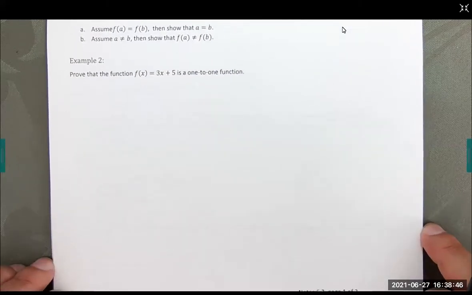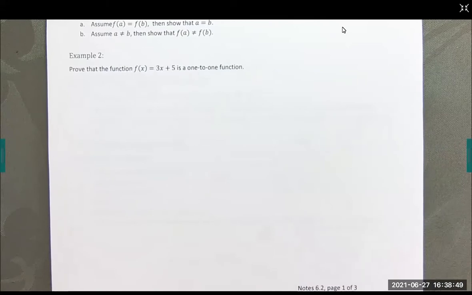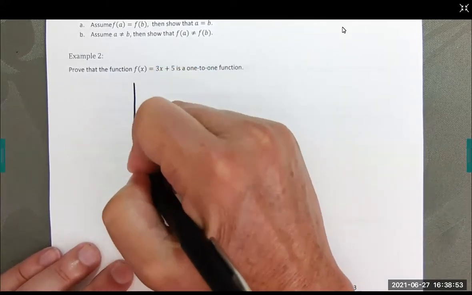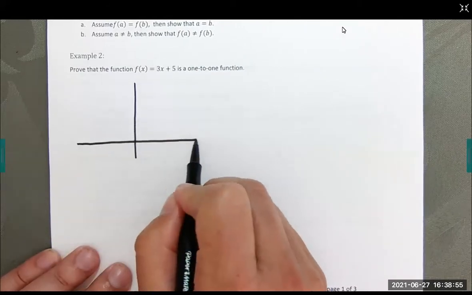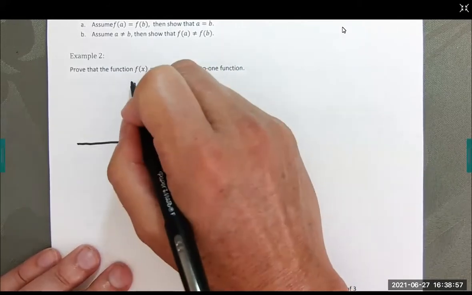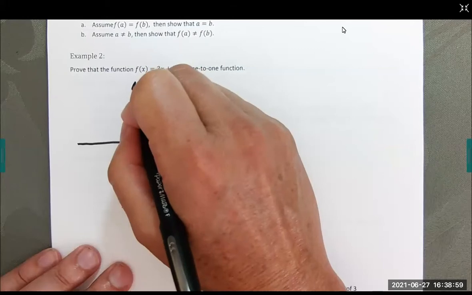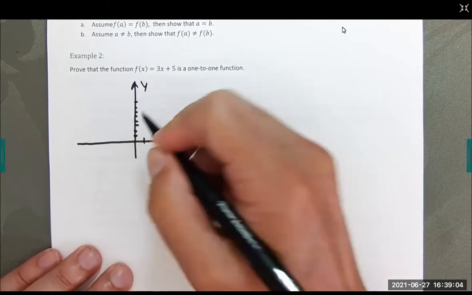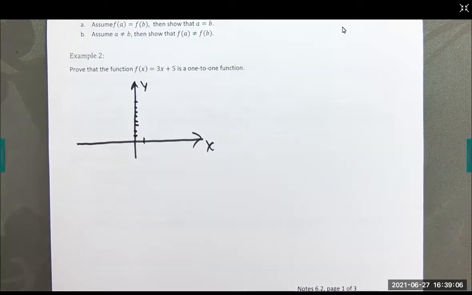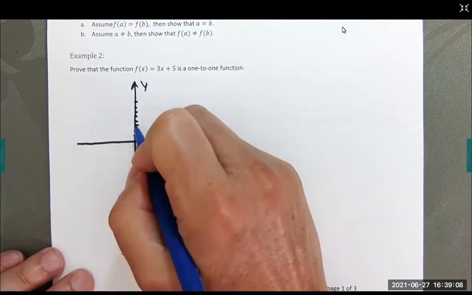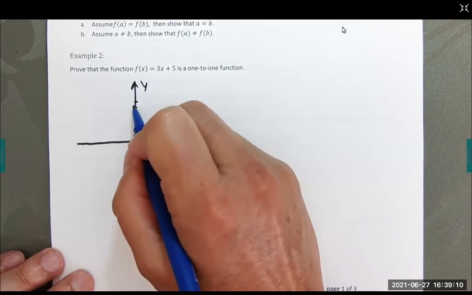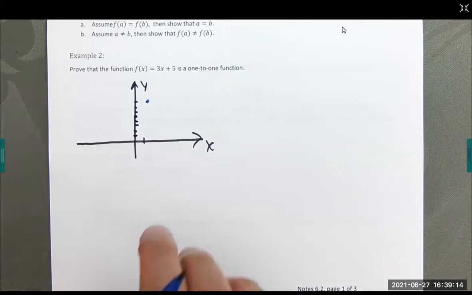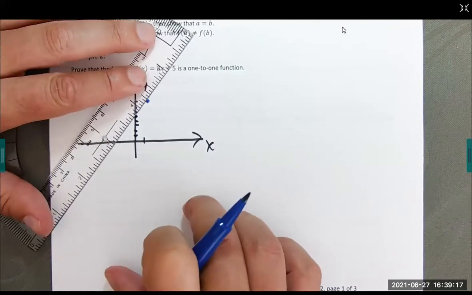All right, prove the function f of x equals 3x plus 5 is a one-to-one function. So let's go ahead and graph it. So 1, 2, 3, 4, 5, 1, 2, 3. And so our graph is going to be up here at 5, 1, 2, 3, 4, 5, then up 3 over 1. So we end up with a straight line, y equals mx plus b.